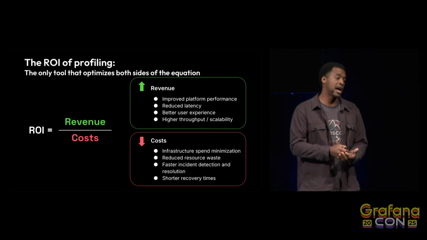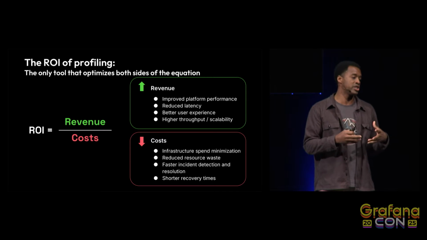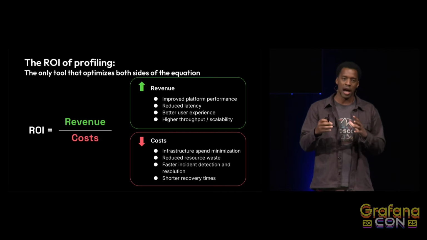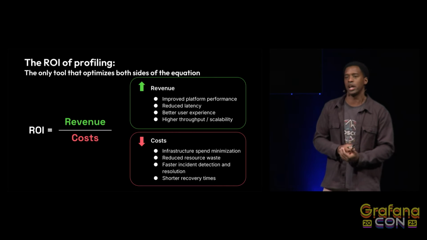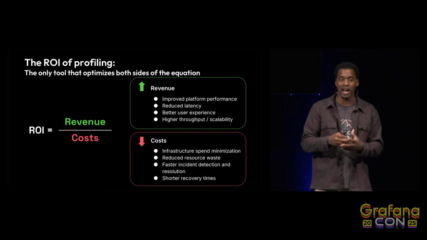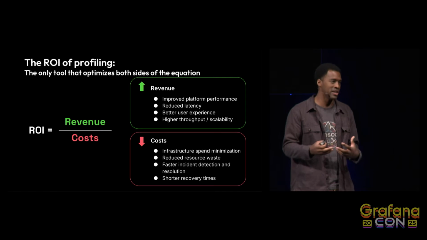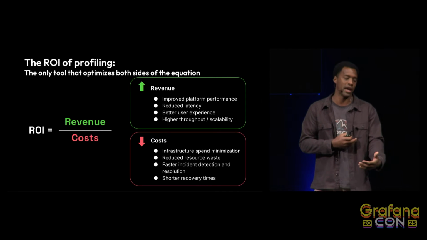The other reason that I think profiling is really unique compared to the other signals is that it's the only tool that really directly optimizes both sides of the ROI equation. And I know that's something that definitely can be a hot topic when it comes to observability data. How much are you collecting versus how much value are you getting back from that data?